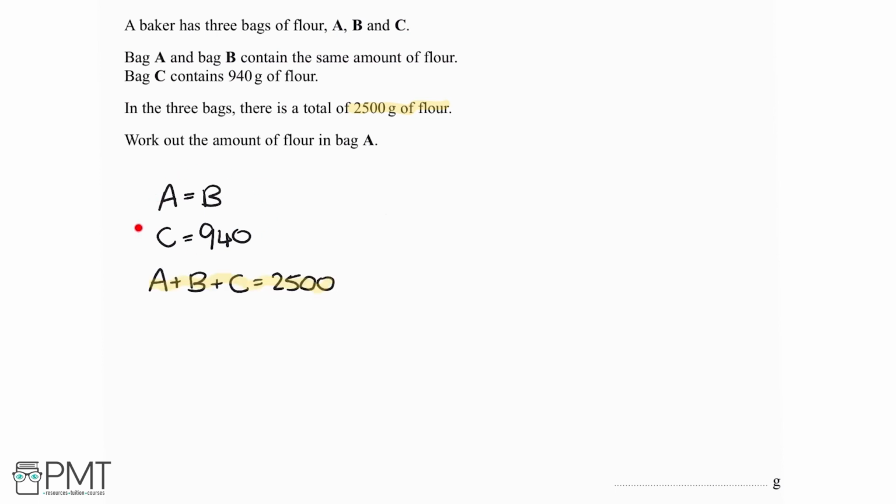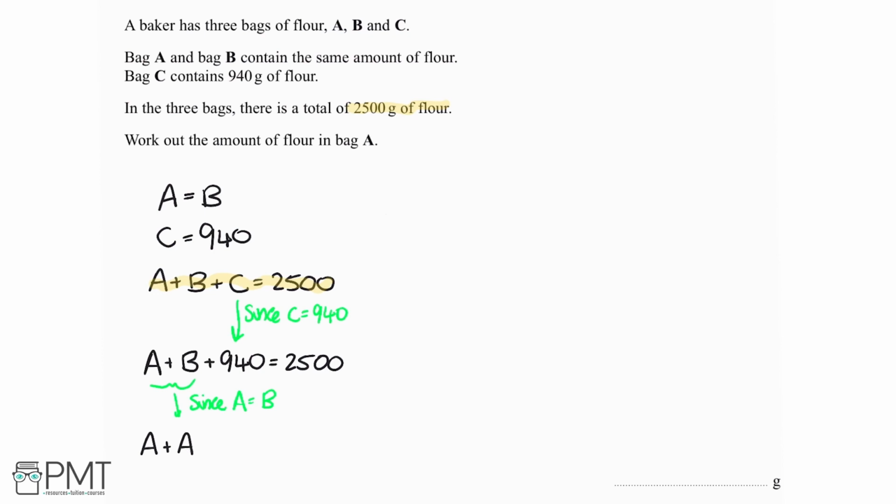Now I'm going to use the facts up here to transform it. So since we already know that C is 940, I'm going to replace that. So we've now got A plus B plus 940 equals 2,500. Now for the next bit, we're going to use the fact that A equals B. So with this, I could either replace B with A or A with B. However, we want to work out the amount of flour in bag A, so I want to keep A here as a variable. So I'm going to replace B with A. So what I now get is A plus A plus 940 equals 2,500. This is fantastic.